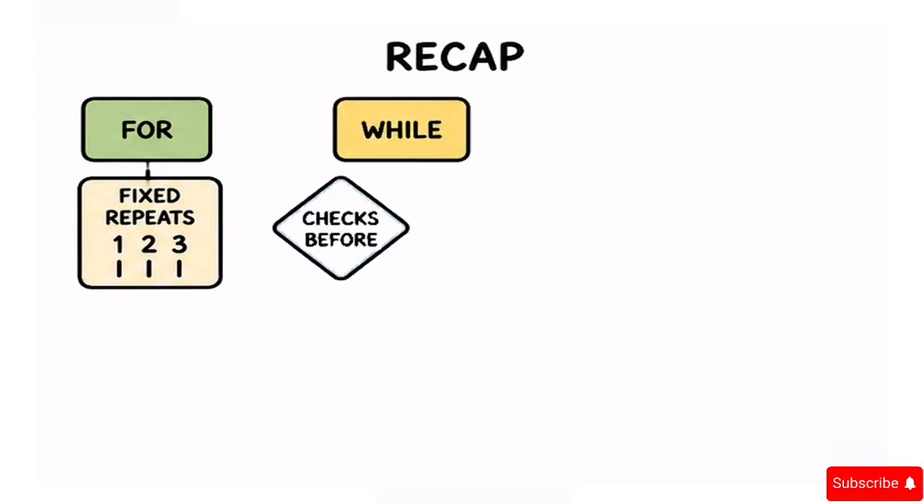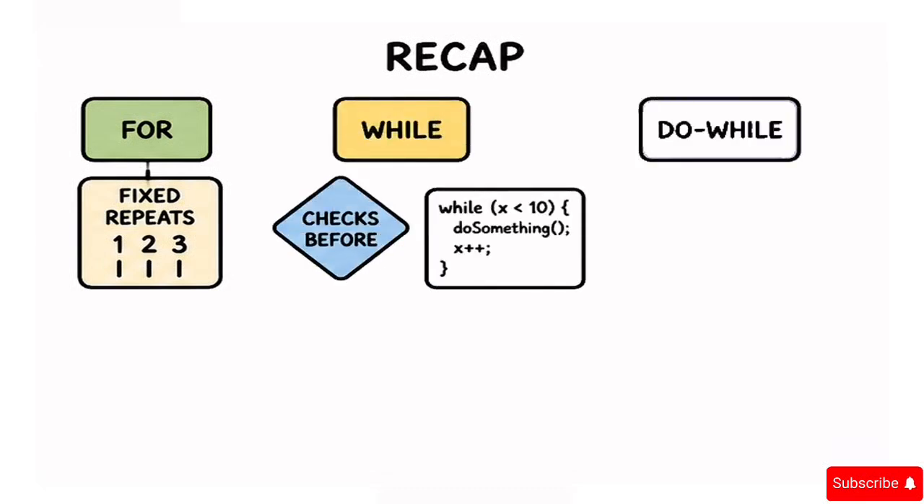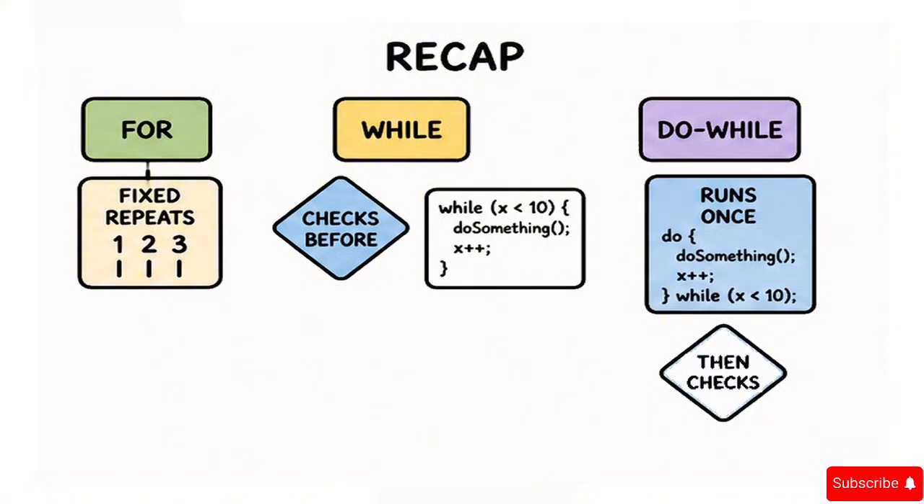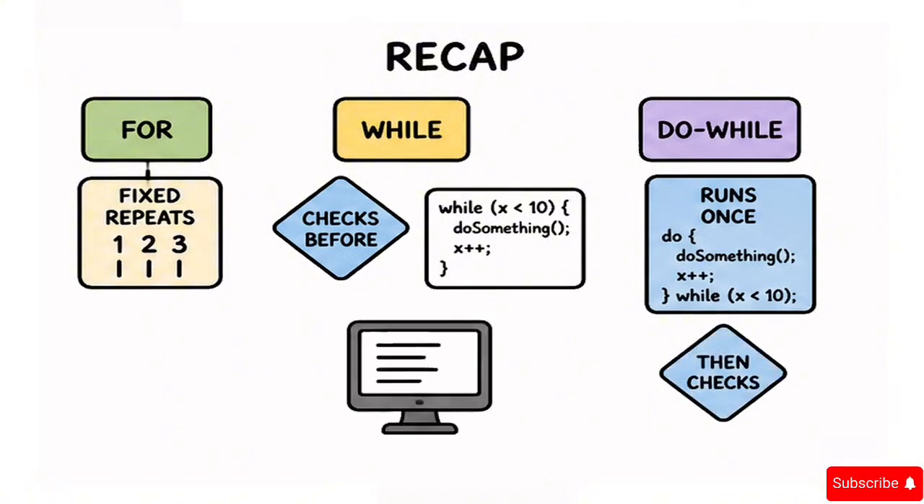To recap, a for loop counts a fixed number of repeats. A while loop checks before running. A do-while loop runs once, then checks. Pick the loop that matches your situation and let the computer do the repeating.